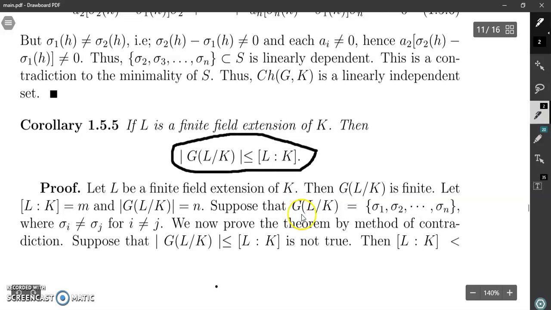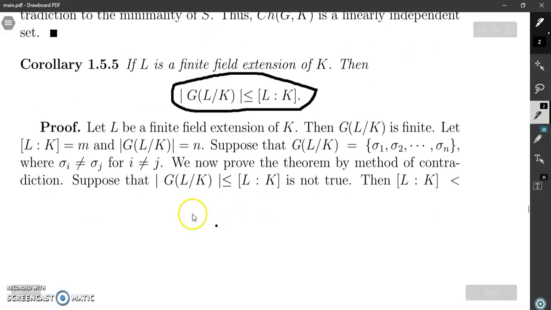Suppose that the elements of the Galois group G(L/K) are sigma 1, sigma 2, ..., sigma n. Note that all these are distinct elements of this Galois group. Our aim is to prove that n is less than or equal to m, so we suppose that the result is false. Meaning, n is not less than or equal to m. It means n will be greater than m.